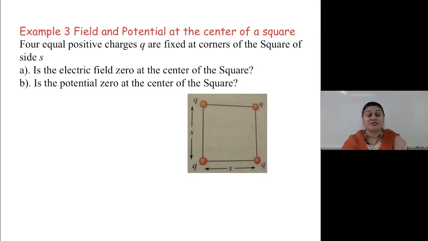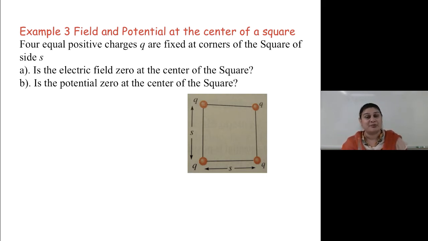Another example, this is very interesting. It says 4 equal positive charges are fixed at the corners of a square of side S. Is the electrical field 0 at the center of the square? Is the potential 0 at the center of the square? Now, in order to answer this, we are going to use symmetrical arguments. Electrical field, remember, has to start and end at certain points. So if they are all positive charges, the fields will all be pointing in. At the center of this kind of arrangement, where will these fields line up? Nowhere. So the electrical field inside this square will be 0.